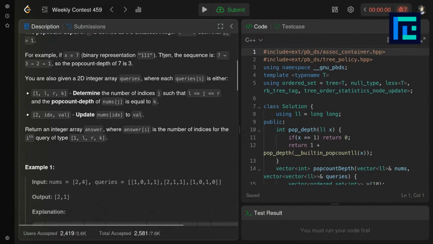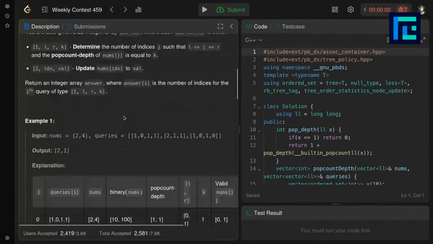So they have given an example. If x is 7, then 7 becomes 3, 3 becomes 2, and 2 becomes 1. So the pop count depth is 3, since this took 3 steps. Now you're given a 2D array queries, where queries of I is either 1 L R K, which means you should find the number of indices between L and R such that the pop count depth is exactly equal to K. And the second type, update nums of I to val. So basically we should change one specific value in the array.